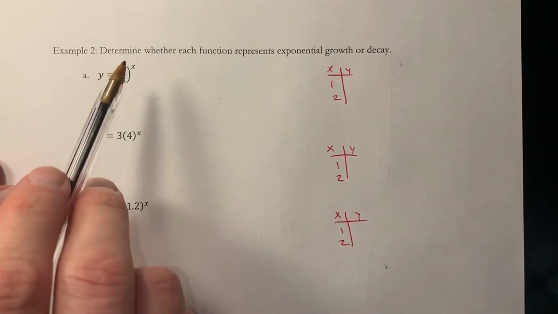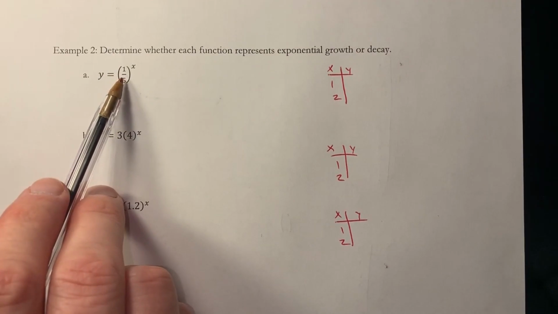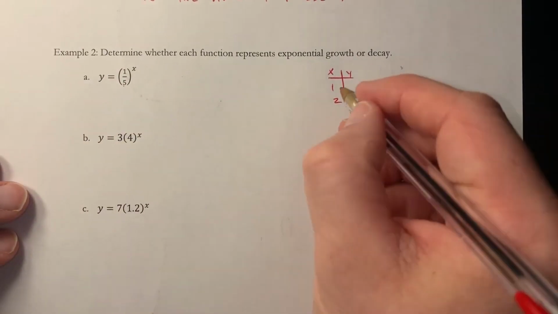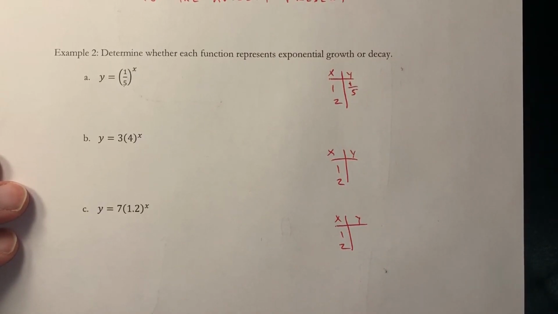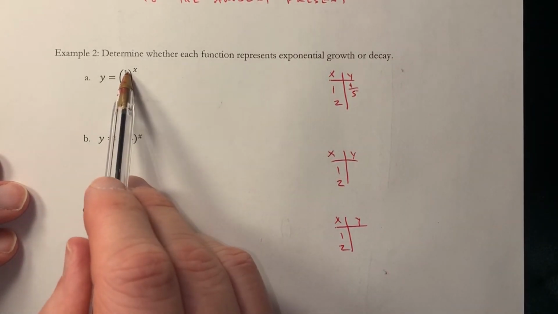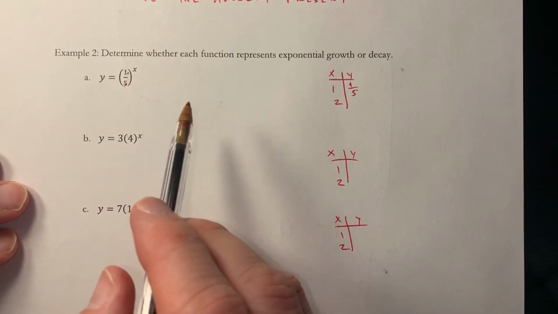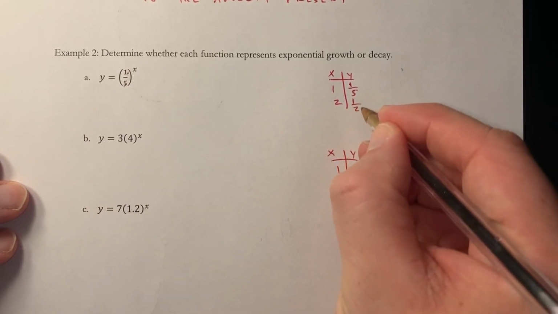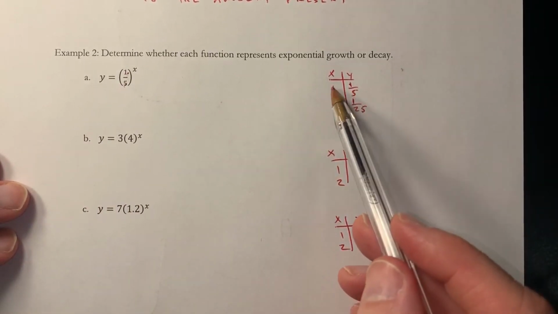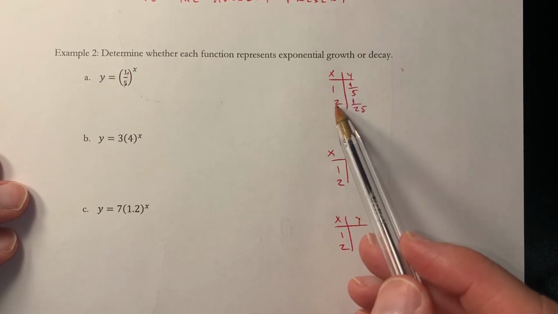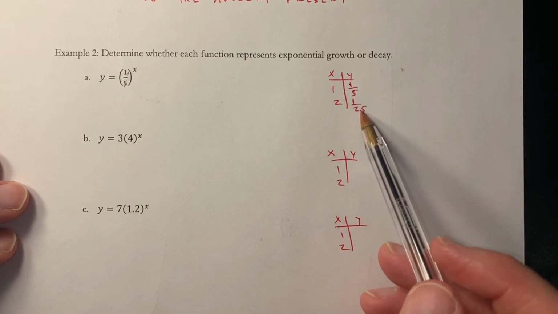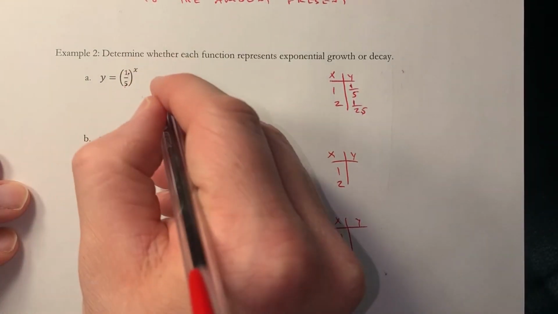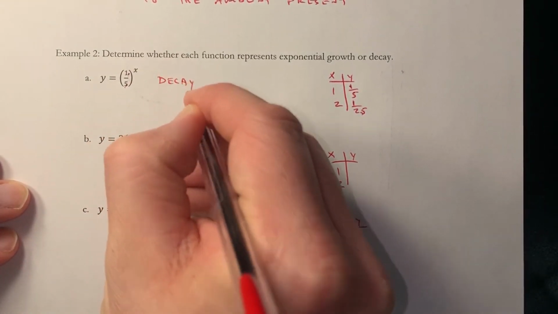Okay, so when I have an input of 1, 1/5 to the first power is 1/5. 1/5 to the second power, if I do top and bottom both to the second power, I get 1 over 25. Notice as my input increases, my output decreases. That output got smaller. That is decay.